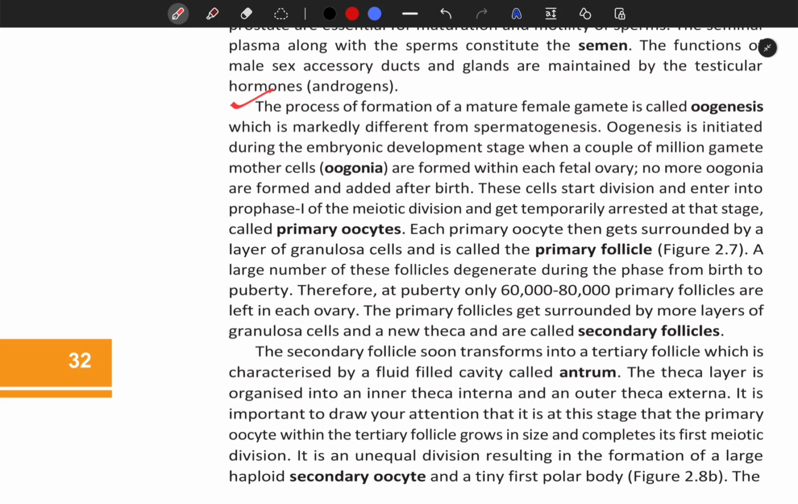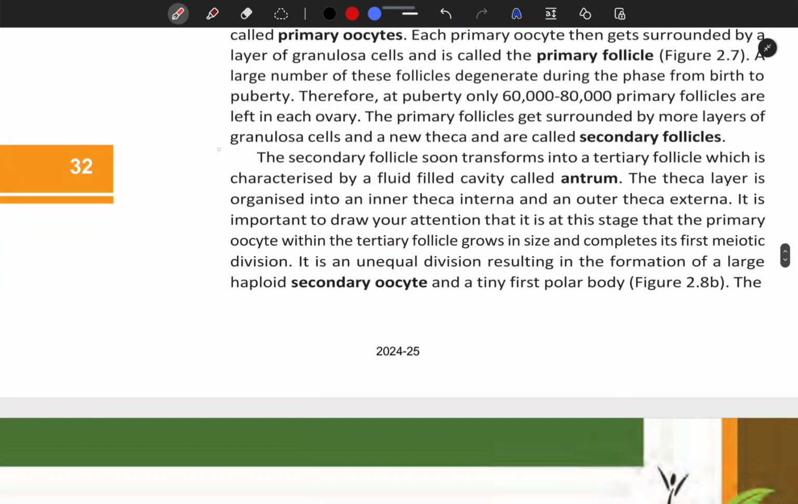The primary follicles get surrounded by more layers of granulosa cells and a new theca and are called secondary follicles. The secondary follicle soon transforms into a tertiary follicle, which is characterized by a fluid-filled cavity called antrum. The theca layer is organized into an inner theca interna and an outer theca externa.